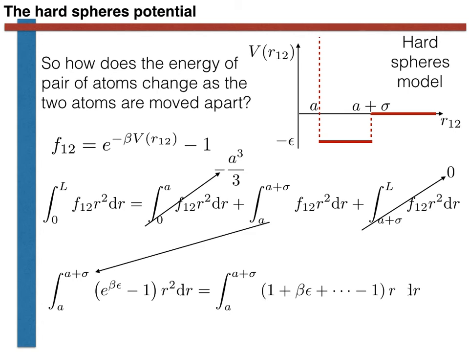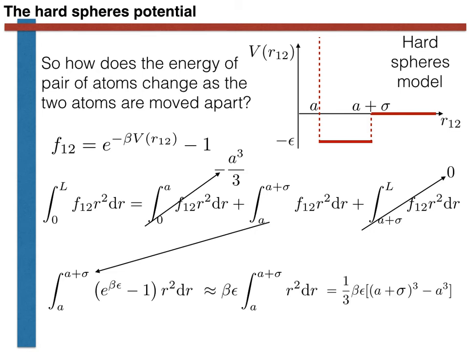The plus 1 and minus 1 cancel, and the beta epsilon can be taken outside of the integral, so that one is left with beta epsilon multiplied by the integral of r squared dr, as shown here. It is then straightforward to show that this integral is equal to the expression shown here.